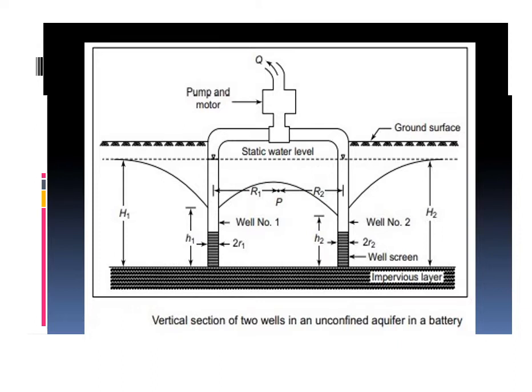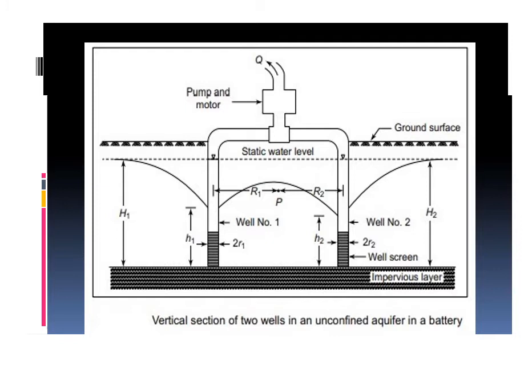This figure shows the vertical section of two wells in an unconfined aquifer in a battery of well system. Here you can see the unconfined aquifer. At the bottom there is an impervious layer, but the top layer is pervious, and the pressure at this top layer or water table surface is of course atmospheric pressure. The two wells are shown here, well number 1 and well number 2. Here capital H1 and capital H2 are the thickness of the unconfined aquifer.